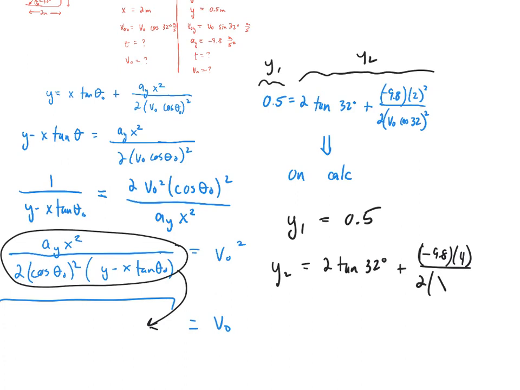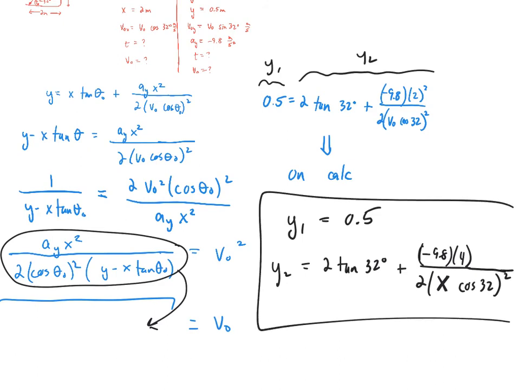On the calculator, though, you're going to call this X. And then you're going to put cosine 32, close the parentheses, and square it. So that's what's going to go in y1 and y2 right here. But write yourself a big note if you have to, that this is not displacement. This is your initial velocity. But on the calculator, all you can call it is X.